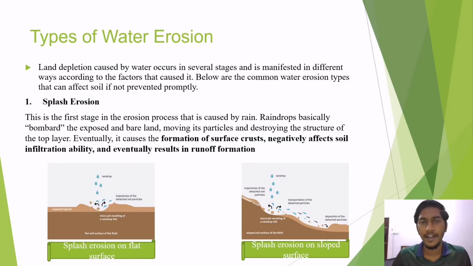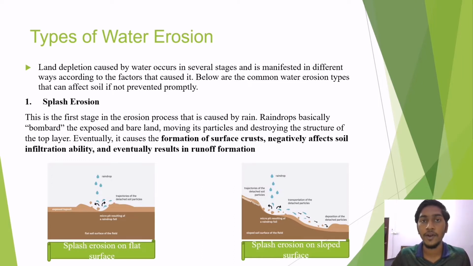Thank you, Herman. And now I will continue the presentation by explaining about the types of water erosion. Land depletion caused by water occurs in several stages and is manifested in different ways according to the factors that cause it. Below are the common water erosion types that can affect soil if not prevented promptly.